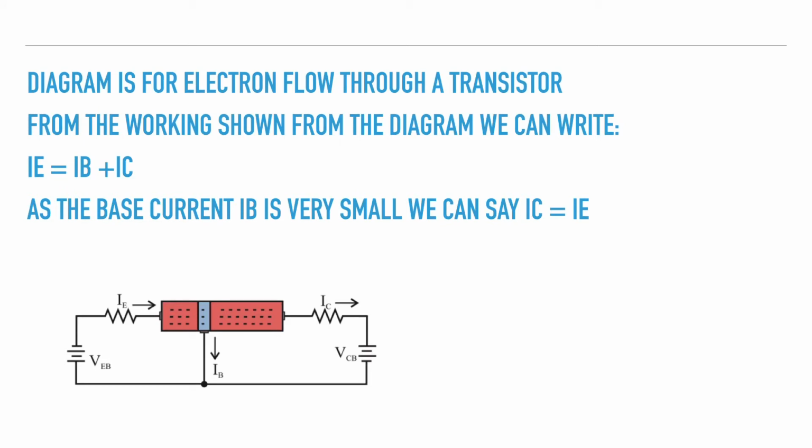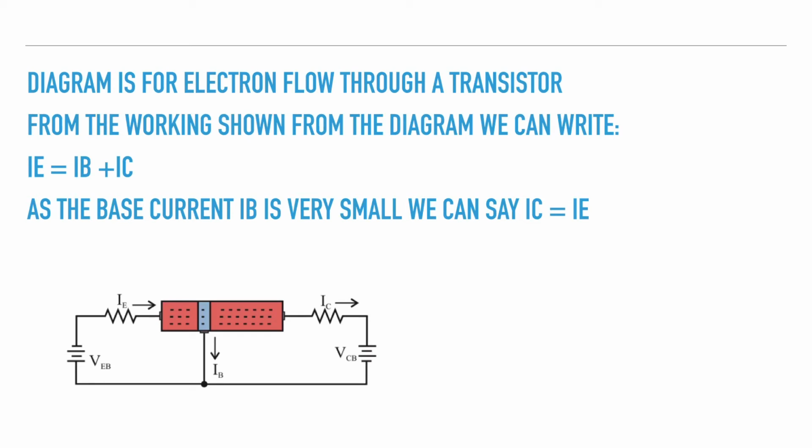The base of a transistor plays an important role in the action where electrons can flow in two directions. They can either flow through the base circuit and constitute the base current, that is IB, or they can flow through the collector circuit and contribute towards the collector current IC.